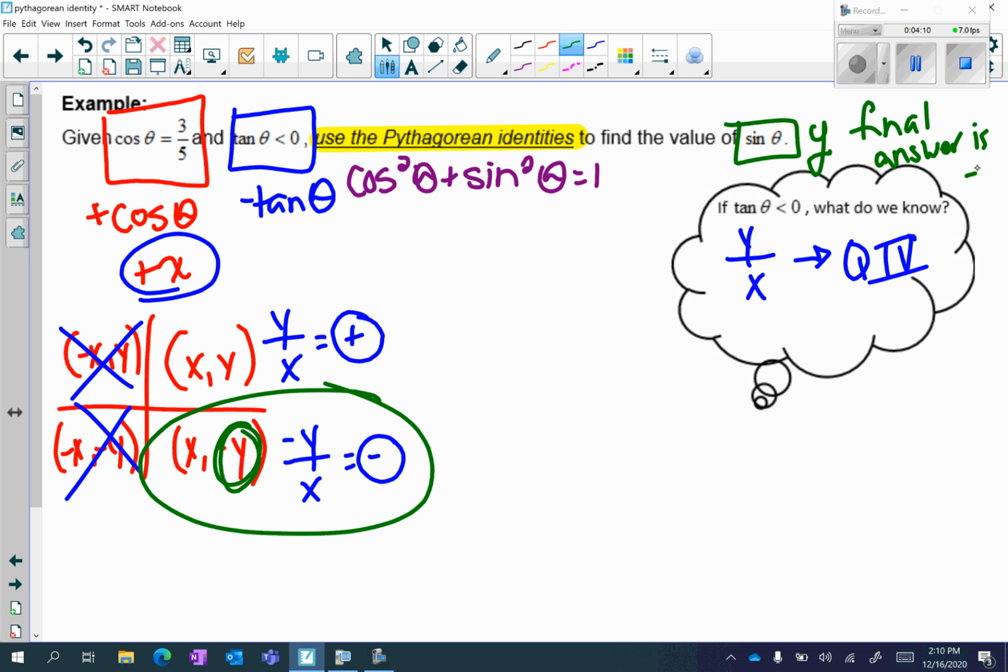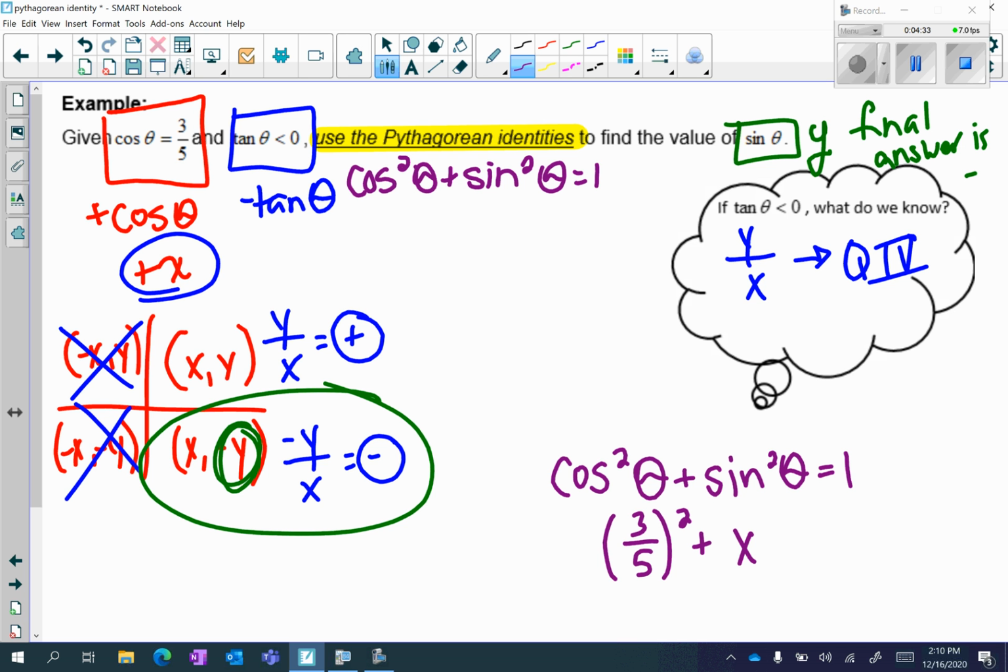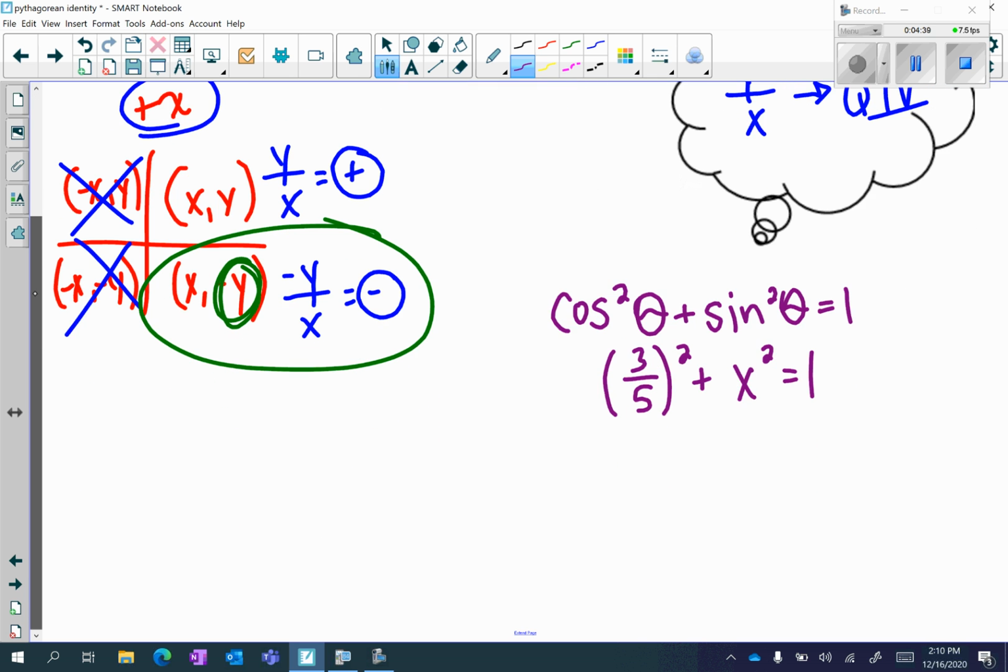So let's use cosine squared theta plus sine squared theta equals 1. I'm going to just rewrite it over here since I have all those other notes. Cosine squared theta plus sine squared theta equals 1. I know that cosine theta is 3/5. I don't know what sine theta is. I'm going to replace it with an x because whenever we're looking for something, we label it with x. In your calculator, you're going to put in 3 over 5 squared. Make sure to use the alpha y equals for your fraction. We should get 9 over 25.